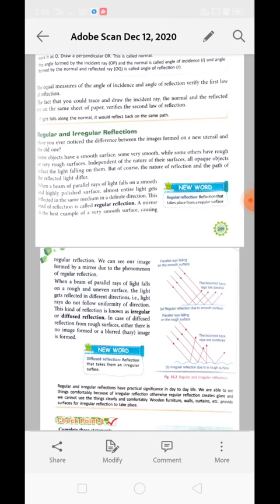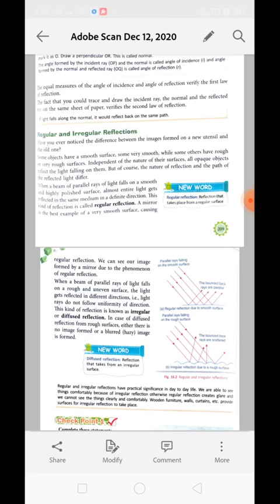We know that some surfaces are smooth, some very smooth, while some have rough surfaces. Independent of the nature of the surface, all opaque objects like a book, a box, a wall reflect the light that is falling on them. But of course the nature of the surface affects the direction of reflection. In which direction the reflection will take place depends upon the nature of the surface.